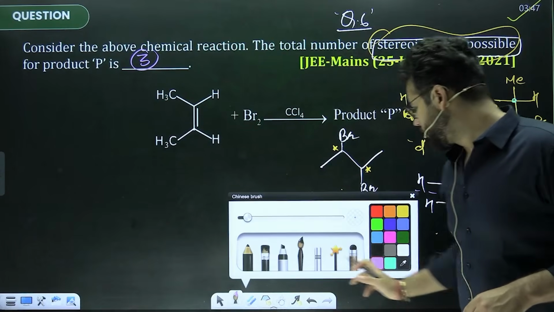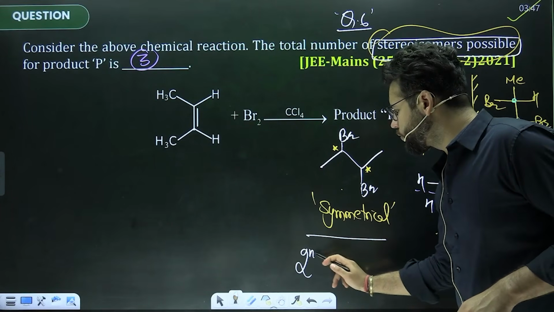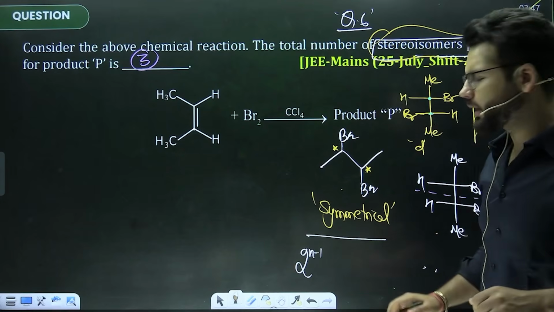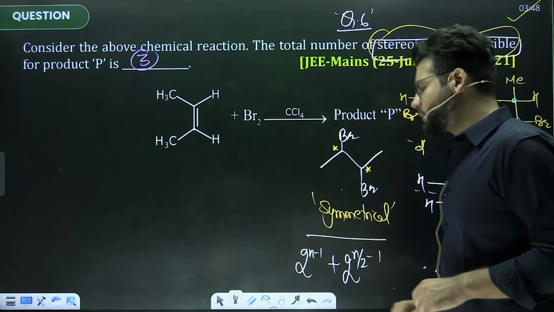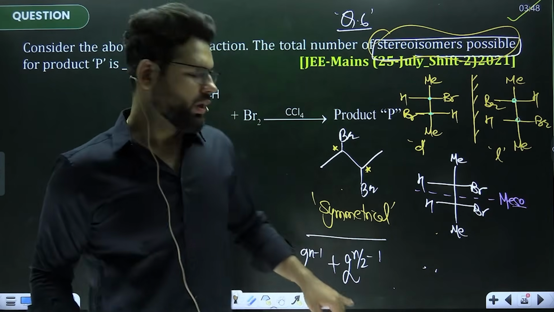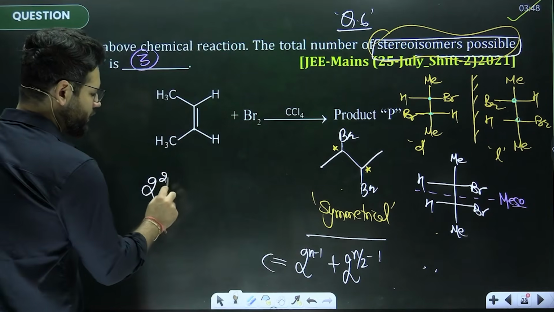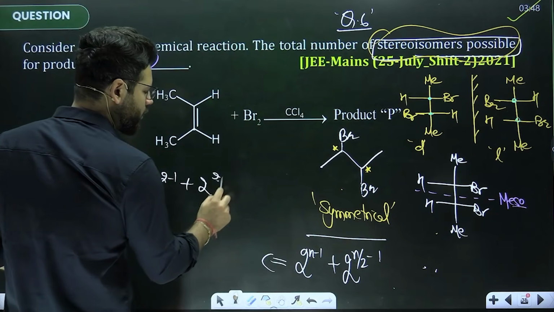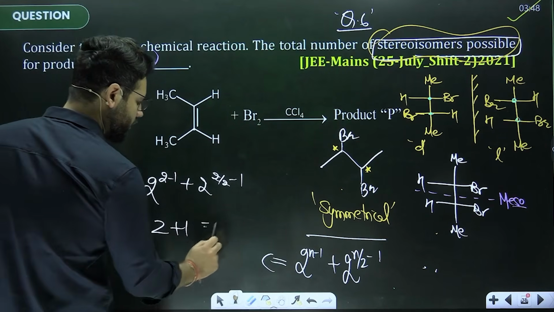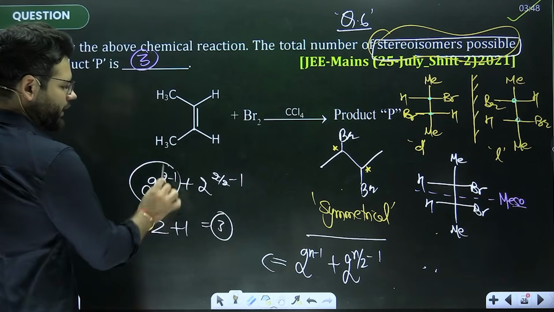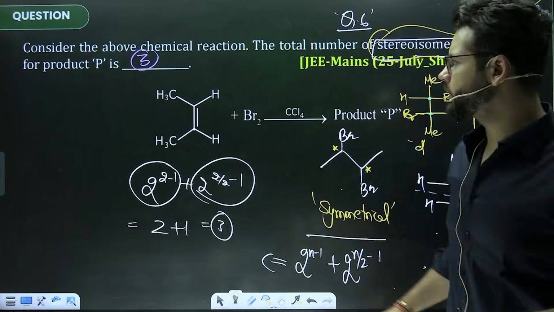Formula is, whenever the symmetrical compound is there, total number of isomers is 2 to the power n minus 1, n is the chiral carbon, plus 2 to the power n by 2 minus 1. So when I put 2 power 2 minus 1 plus 2 power 2 by 2 minus 1, which is 2 plus 1, 3. This will be active, this will be inactive. Okay, so a nice question here as well.